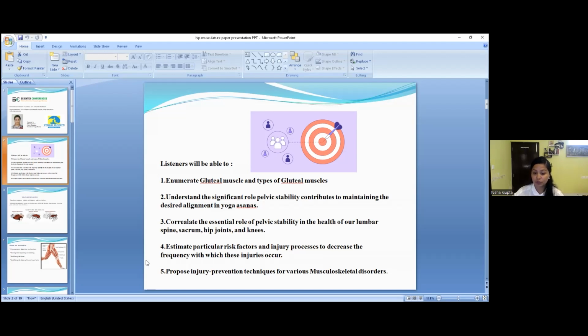I'll also propose injury prevention techniques for various disorders which happen due to long sitting hours. Nowadays we are sitting for a lot of time, doing webinars and listening to people. We should always stretch and practice some nice yoga asanas, which we will see, so that our psoas muscles and hip musculature stay healthy.